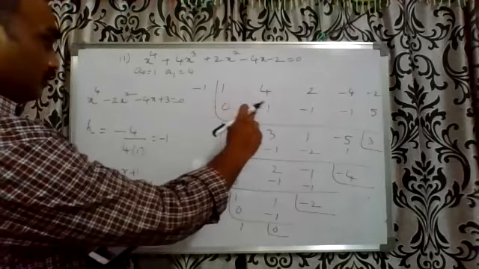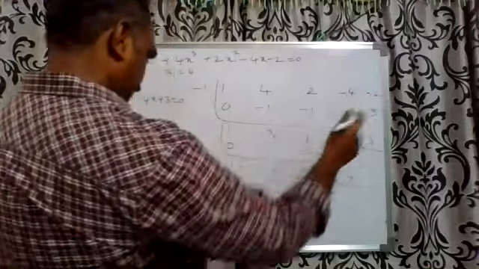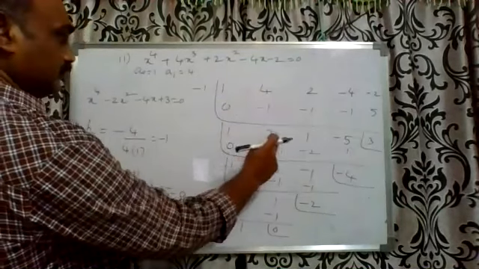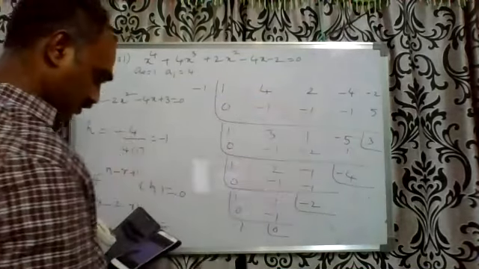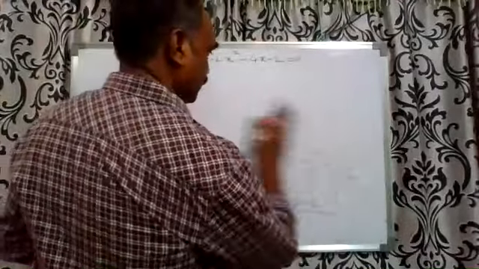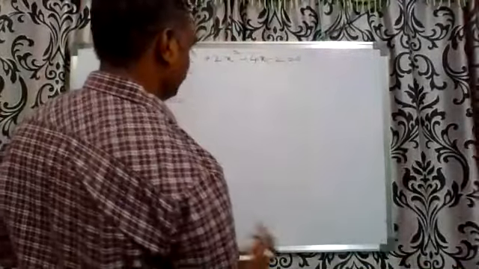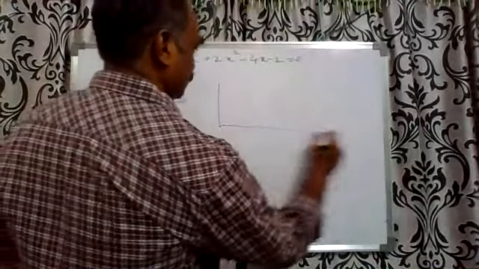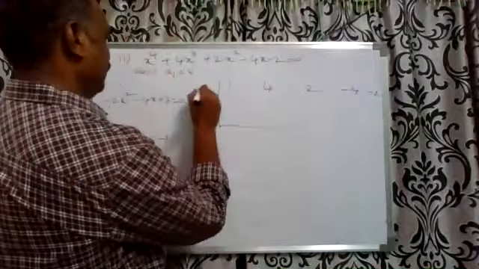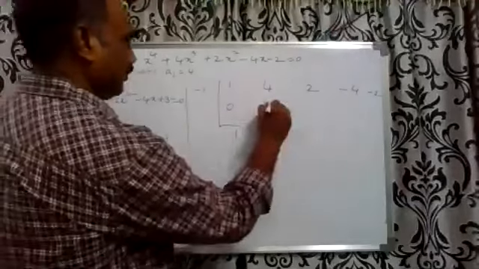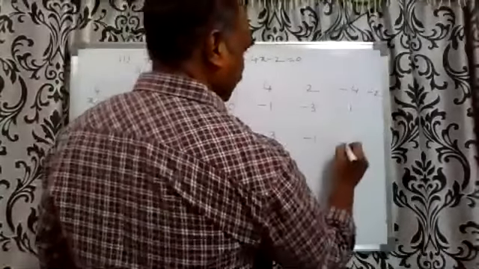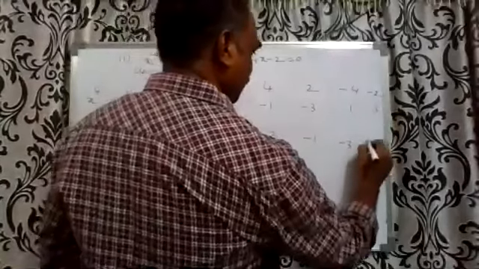1, 4, 2, minus 4, minus 2. 0, 1 into 1, 1 into minus 1, 4 minus 1, 3, 3 into minus 1, okay. 1, 4, 2, minus 4, minus 2, here minus 1, 0, 1, 1 into minus 1, 3, 3 into minus 1, minus 3, here minus 1 into minus 1, plus 1, here minus 3, here plus 3, 1.